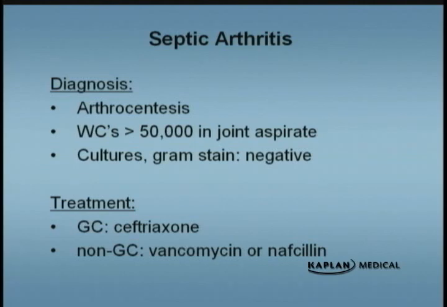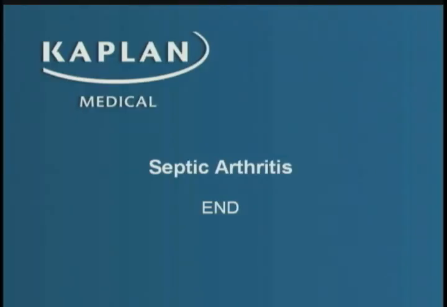So, a combination of vancomycin and ceftriaxone. Usually the young patients, when we're not worried about methicillin-resistant staph, we could probably go with just ceftriaxone, but in everybody else we have to use a combination of vancomycin and ceftriaxone until we find out what the bug is or we sort things out. And that's the end of our septic arthritis section.